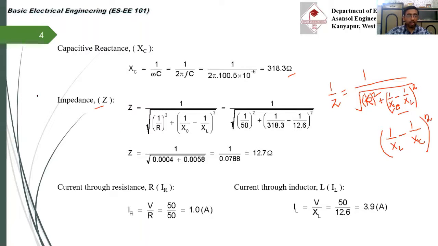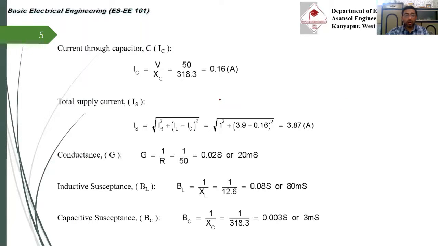This is the equivalent, right? So the value is 12.7 ohm. Whatever value you have calculated here is the magnitude. Now, the current through the resistor, you can calculate V by R, that is 1 ampere. The current through the inductor is V by XL, that is 3.9 ampere. Whatever values you are calculating here are all magnitudes. No angle is calculated here. Now, the current through the capacitor is V by XC, that is 0.16 ampere.